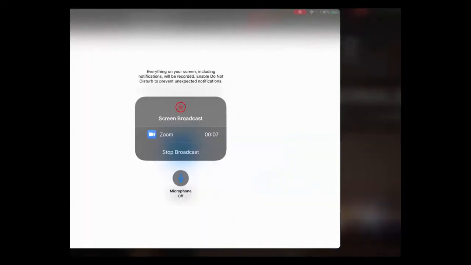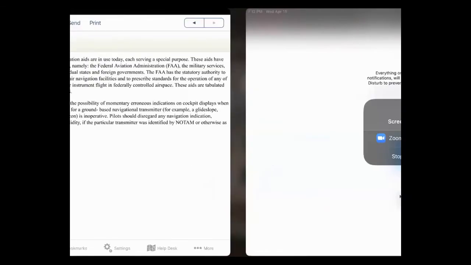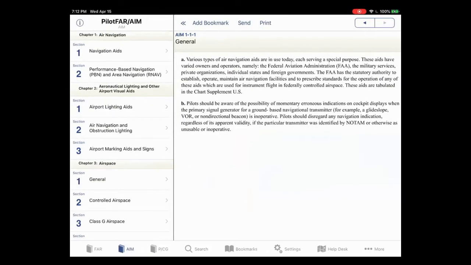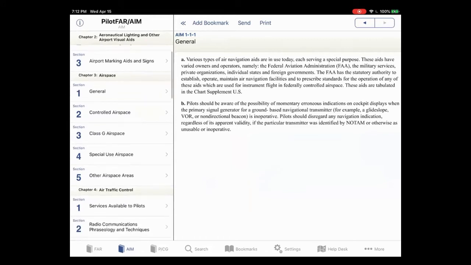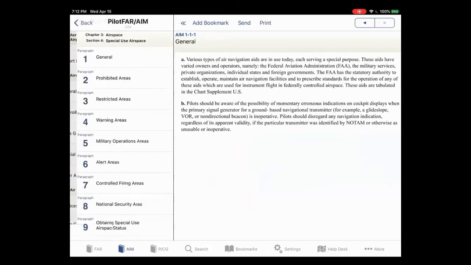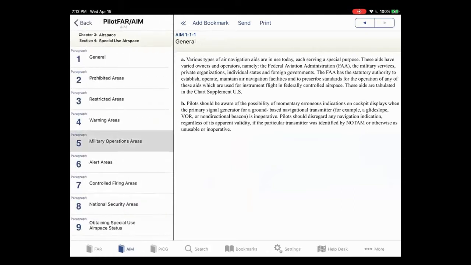Okay, so AIM Chapter 3 is what we're looking for. In this case, as you see on the left-hand side for my device, we're going to go to AIM Chapter 3. And we're looking for, in this case specifically, Special Use Airspace. And then we're looking at Military Operations Area, which is paragraph 5.